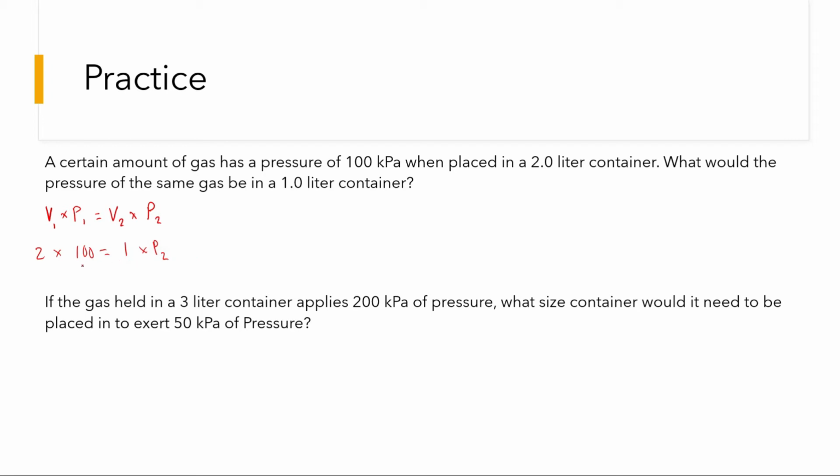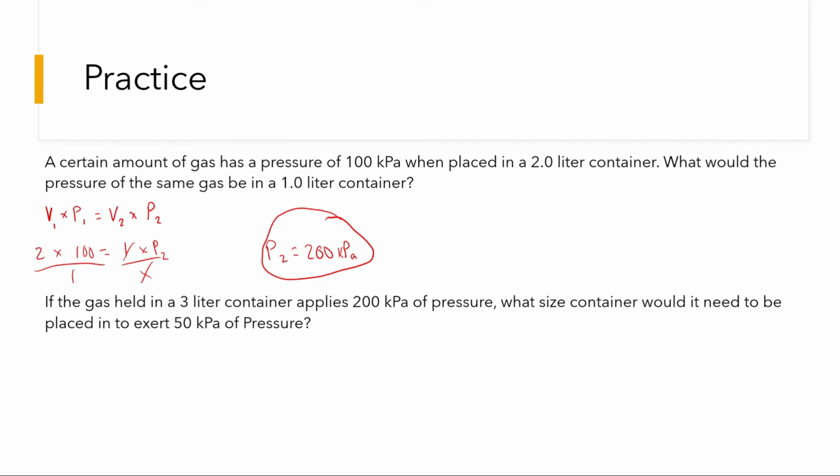So all we have to do is multiply this out, divide both sides by 1, these will cancel, and we get that P2 equals 200 kilopascals. And that's just a unit of pressure, so it's not a huge deal. You might also see atmospheres in some problems, but kilopascals is more common for gas problems.